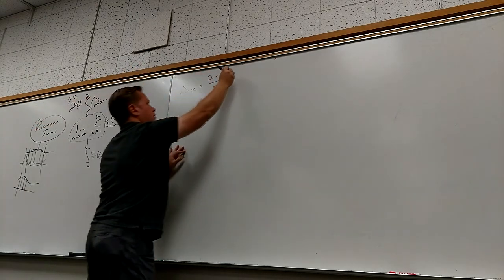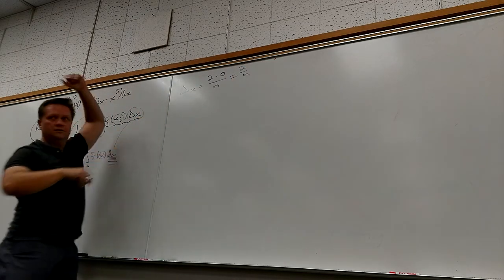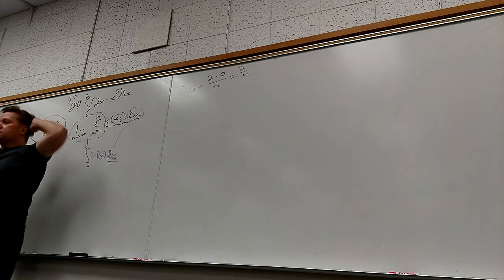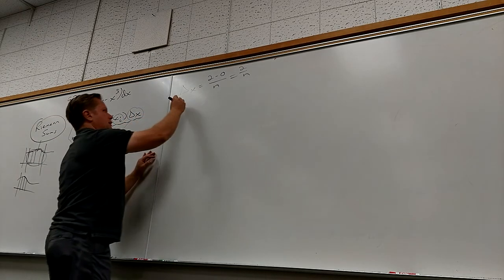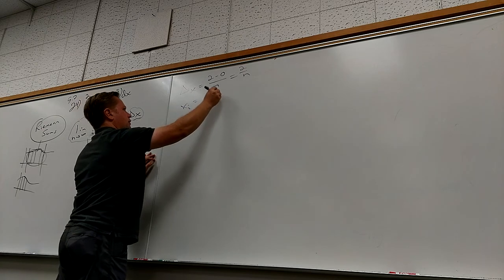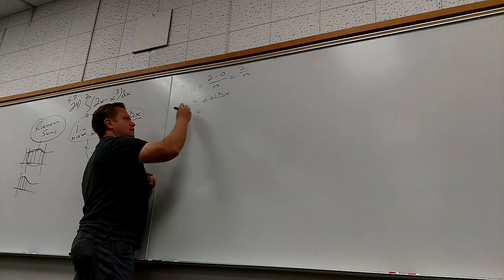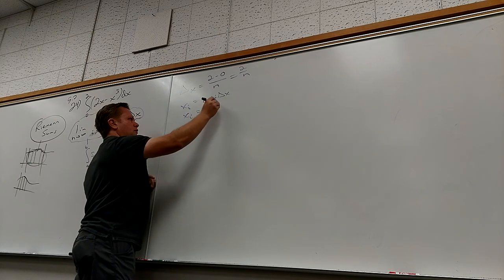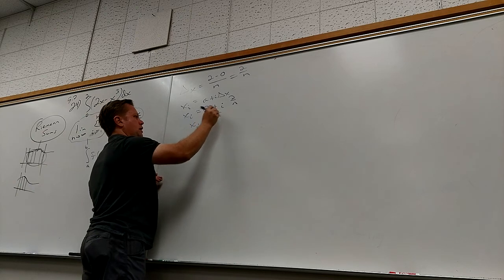So that's just 2 over n. It's always nice when you have 0 as one of the endpoints. Always nice, but you won't always have that, so don't get overly excited. Now what's xi? In general, it's a plus i delta x. A is 0, and delta x is 2 over n. So I get xi is 2i over n.